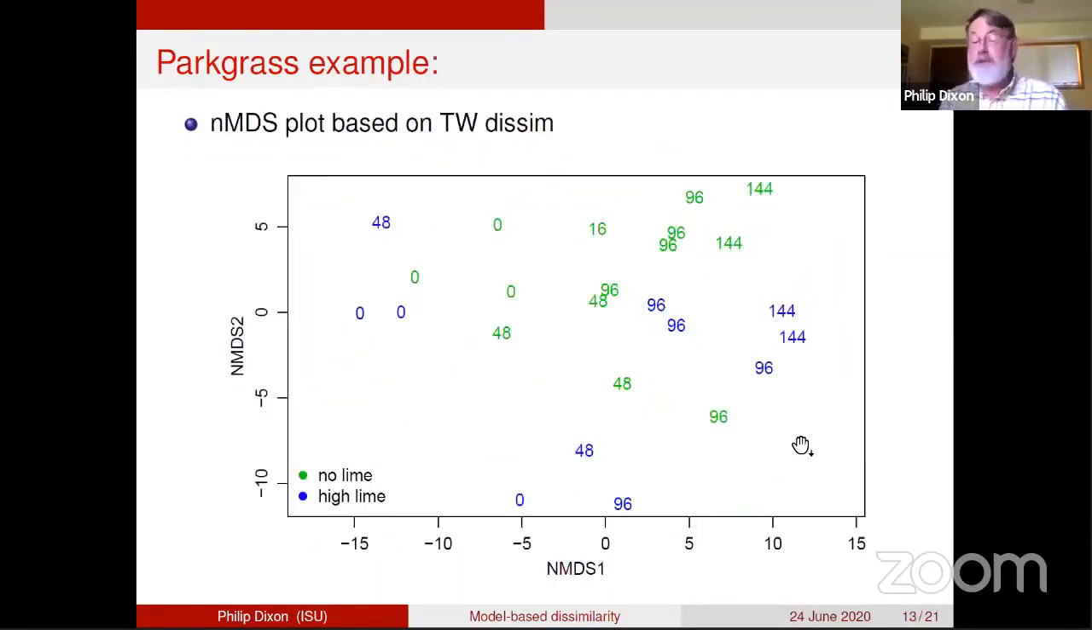So we can take the estimated phi and psi parameters from the many-any analyses, use those with the observed species composition to calculate dissimilarity, apply non-metric multidimensional scaling, and we get a plot like this, where each one of these points is one of the samples. They are color-coded by the lime level, and the numbers are the nitrogen level. We see here that there is indeed a trend from no nitrogen plots with one sort of species composition to another set with higher nitrogen levels.